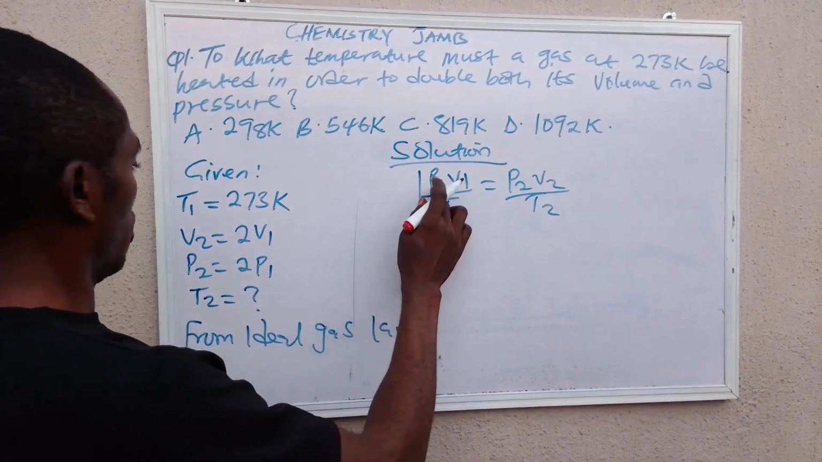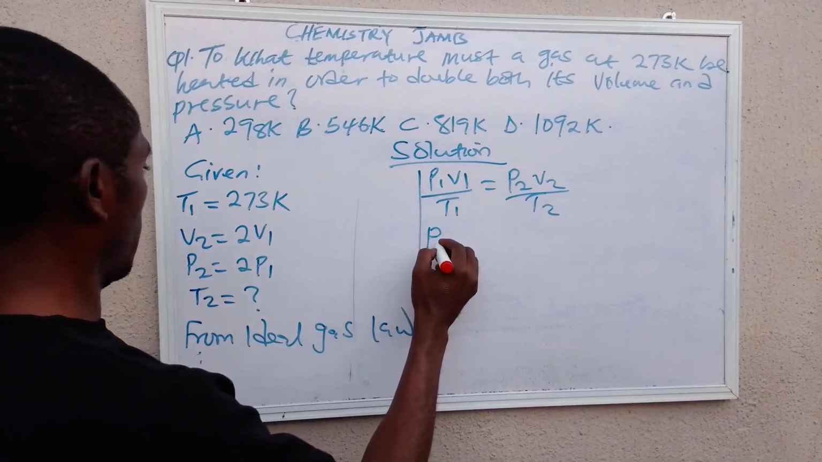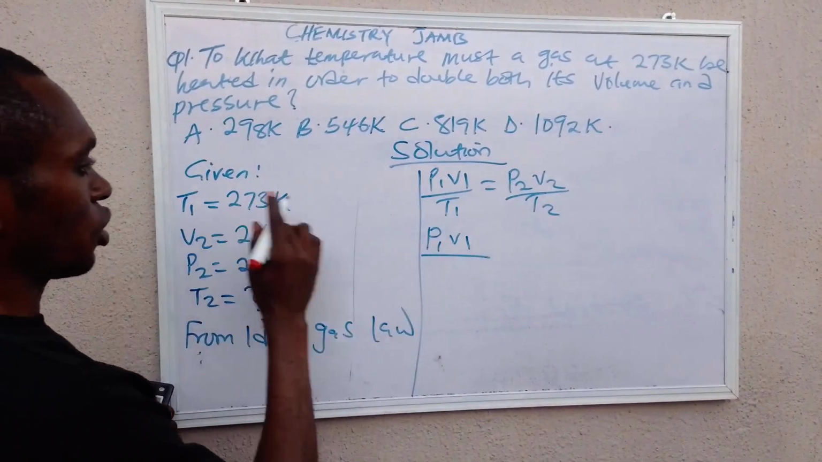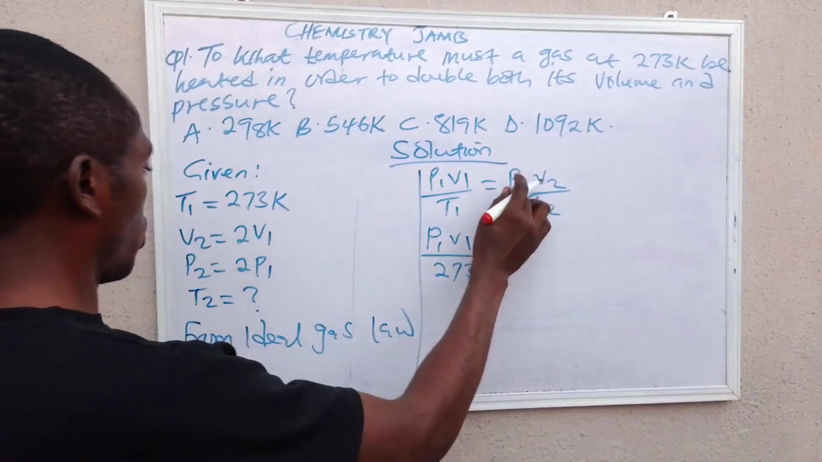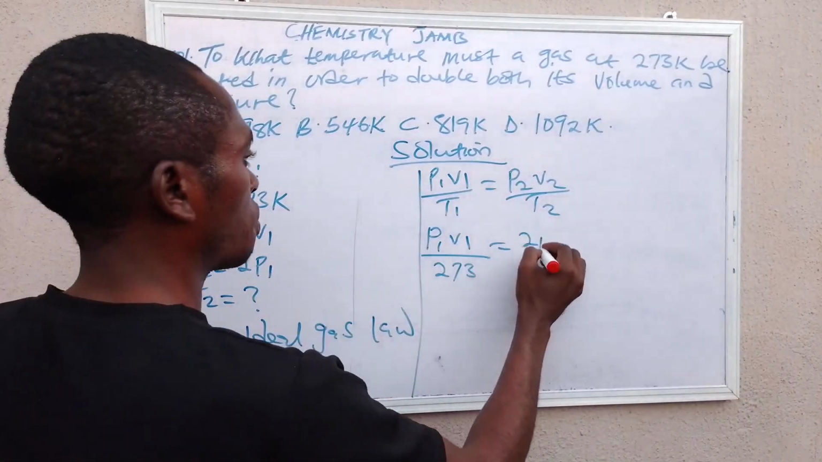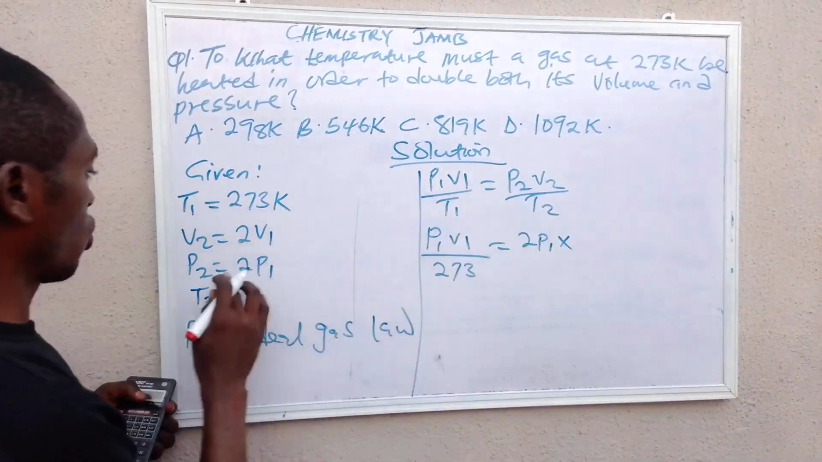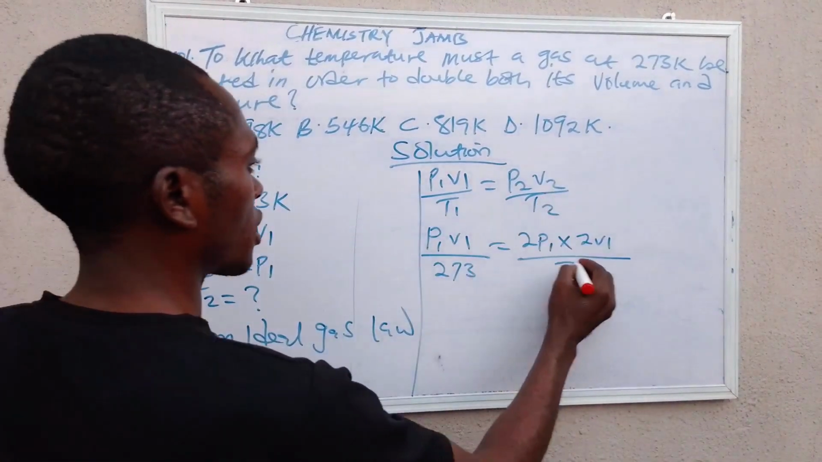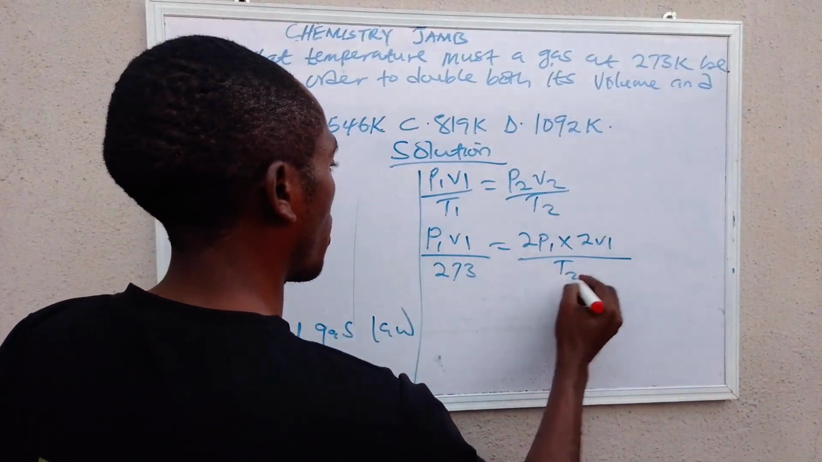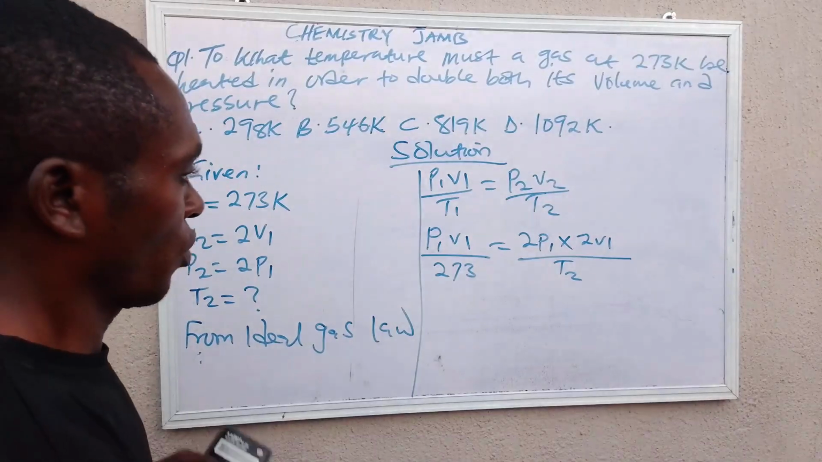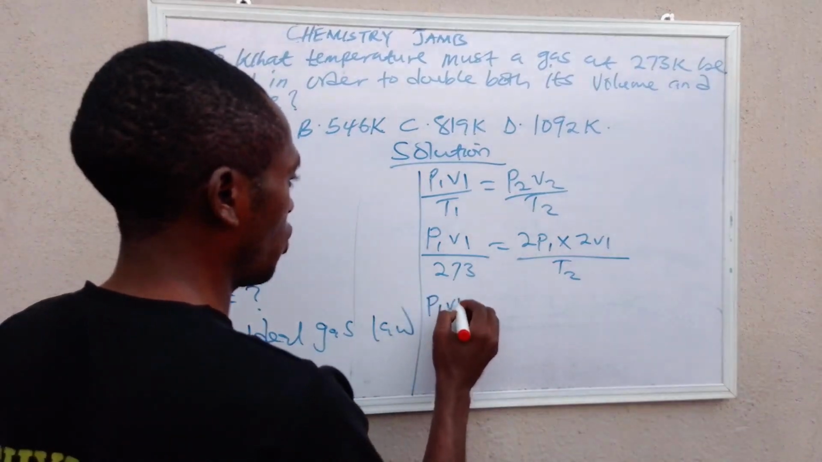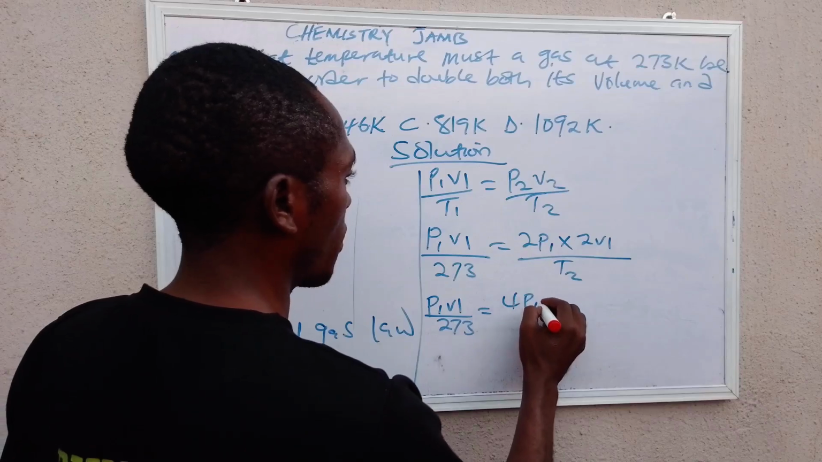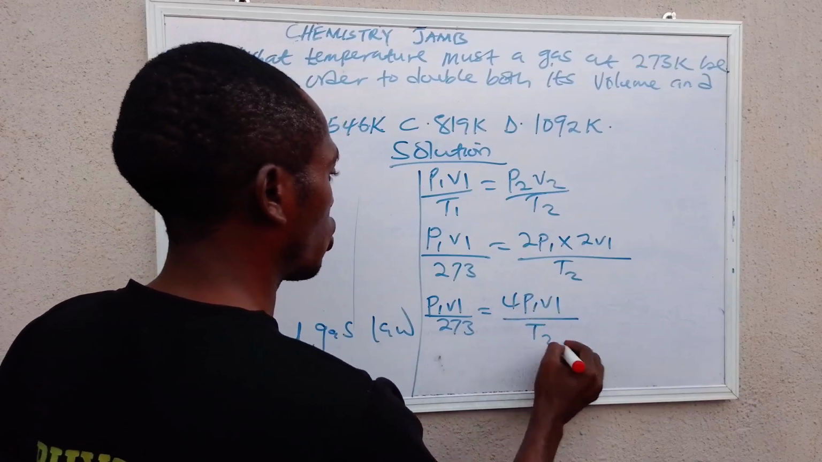Do we know P1? We don't know P1, and we don't know V1, over T1. We know T1 as 273, equal to P2, which is 2P1, times V2, which is 2V1, over T2. That's what we are looking for. So we have P1V1 over 273 equals 4P1V1 over T2.